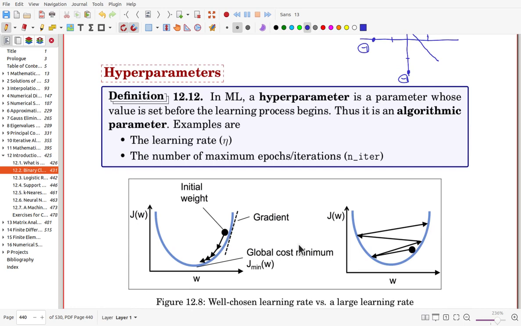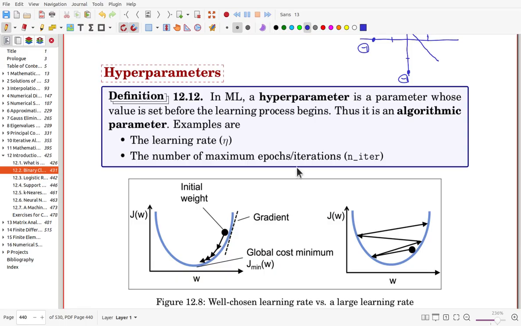When we design a machine learning algorithm, sometimes we have to decide the parameters earlier than execution. So a hyperparameter is a parameter whose value is set before the learning process begins. For example, the learning rate is a hyperparameter, and also the maximum number of iterations or epochs are hyperparameters.